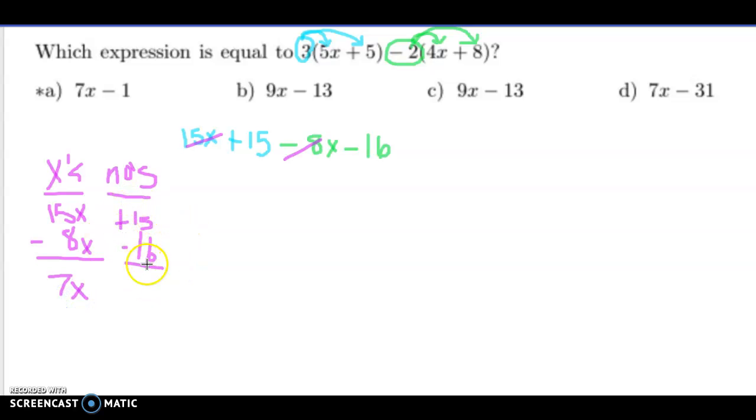My negatives are 16 and my positives are 15 in my constants. So I have more negatives than positives. I have 16 negatives, 15 positives. So I have one more negative. So it's 7x minus 1, which matches my answer given. Good luck with that one.